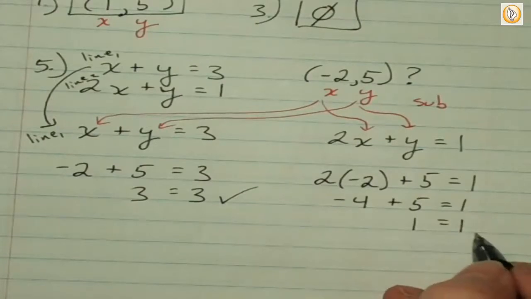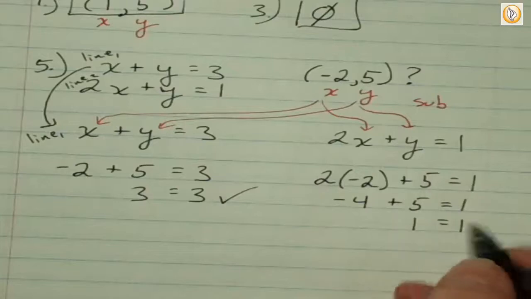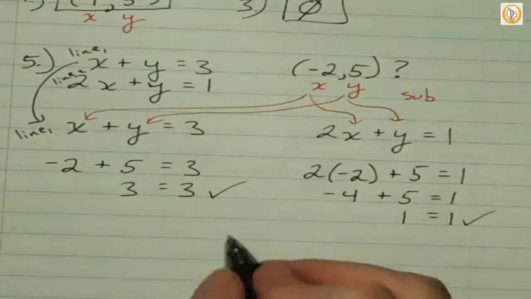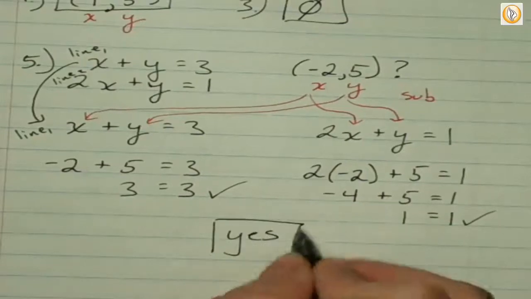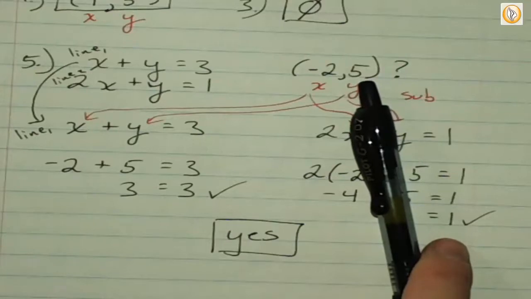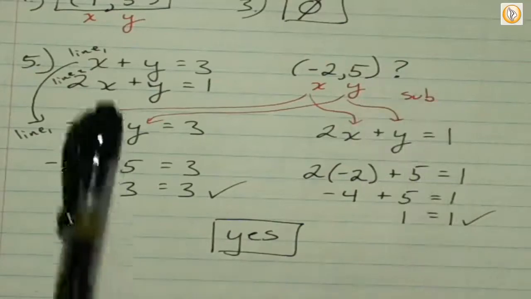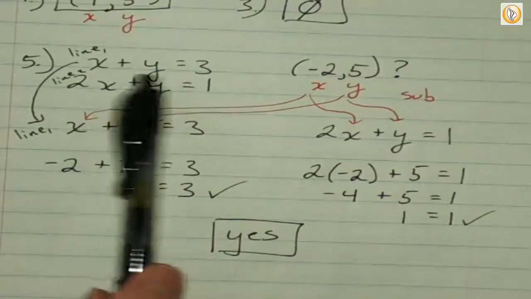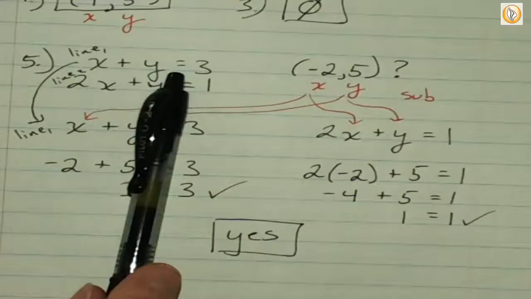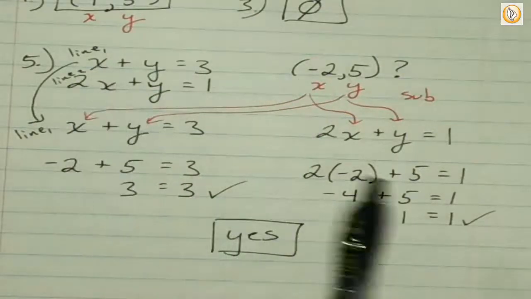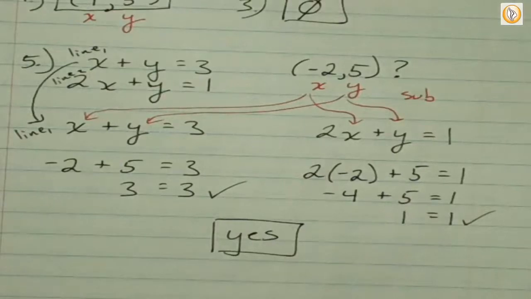So, is this a solution to this system? Yes. So, it works on both, so the answer is yes. That ordered pair that they gave us in the directions is in fact a solution to each of these systems. System is just another word for equation. So this is the answer. It works in both. Check, check. Answer is yes. Any questions?